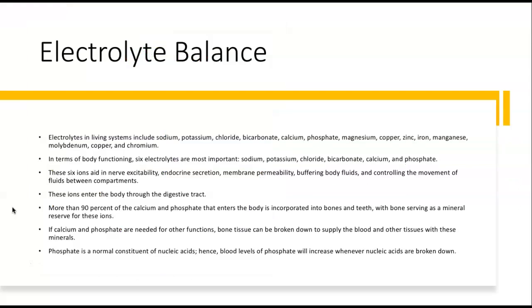First of all, electrolytes in living systems, including our body, include sodium, potassium, chloride, bicarb, calcium, phosphate, magnesium, copper, and all of those. But in terms of body functioning, there are six that are most important in what we'll talk about today: sodium, potassium, chloride, bicarbonate, calcium, and phosphate. Those six ions aid in nerve excitability, endocrine secretion, membrane permeability, buffering of body fluids, and controlling the movement of fluids between compartments. Those ions enter your body through your digestive tract, through the food that you eat.